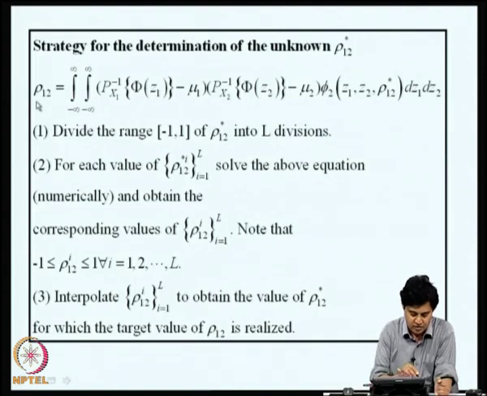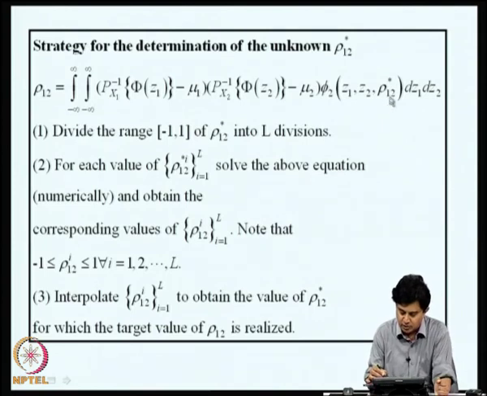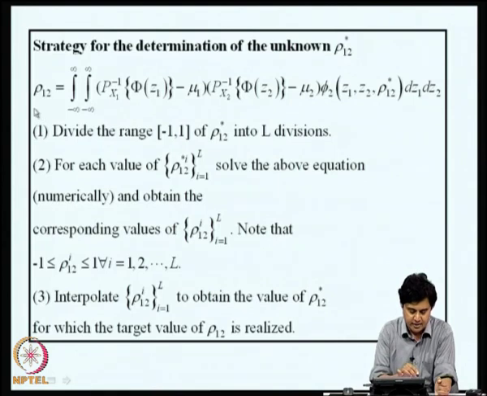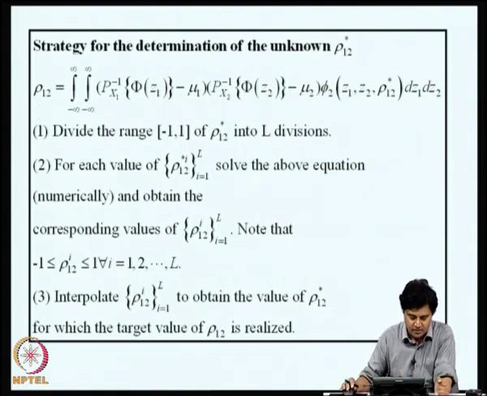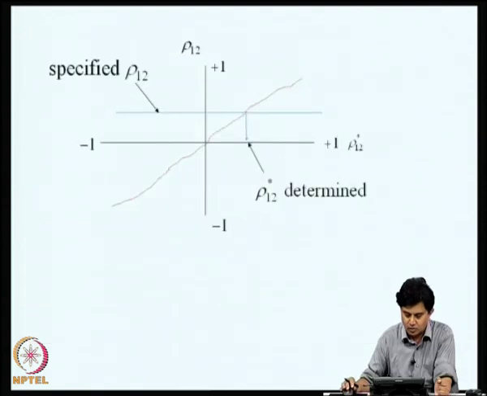So, we can solve this equation for specified values of rho 1 2 star at certain intervals between -1 and +1 and get an idea of the behavior of rho 1 2, and from that we can estimate, for the required value of rho 1 2, what should be rho 1 2 star.